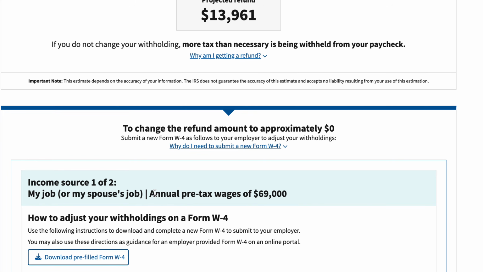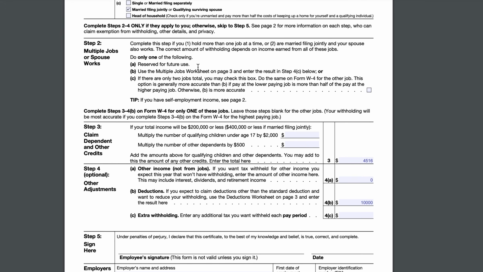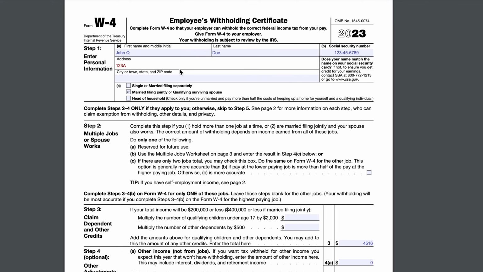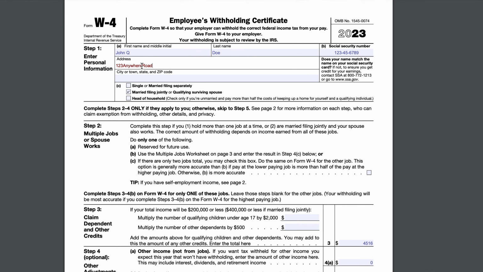Let's download the pre-filled Form W-4. And oh, look here. All we have to do is type in John Doe's information. Oh, there are some limitations here. I seem to not be able to hit the space bar, but you get the intention, right?